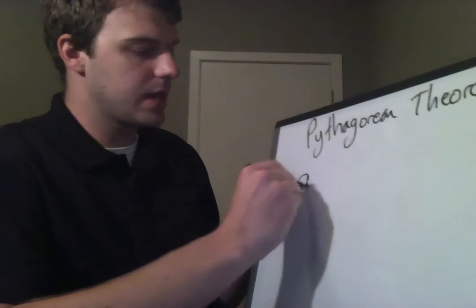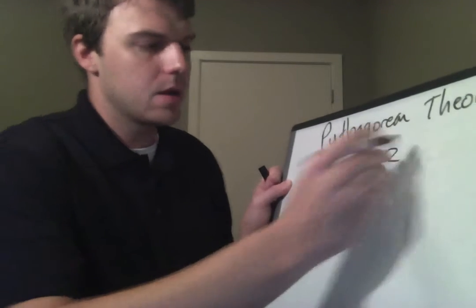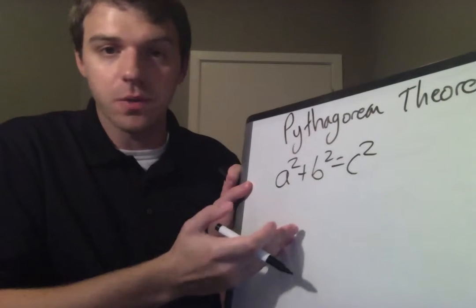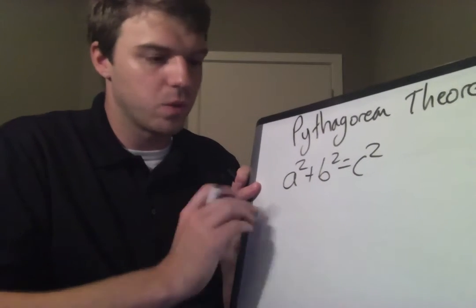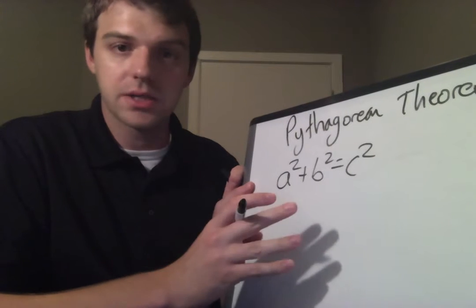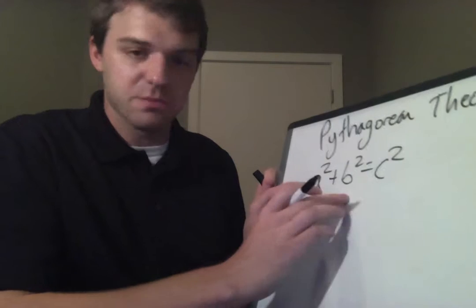Hi, I'm Mr. Ray, and what I want to show you guys today is how to better visualize and understand the Pythagorean Theorem. A lot of us already know the Pythagorean Theorem. It's a squared plus b squared equals c squared. You may know how to use this formula really well. Today, the main goal is to show you what it looks like and why the formula works, and just really visualize it better. So a squared plus b squared equals c squared.